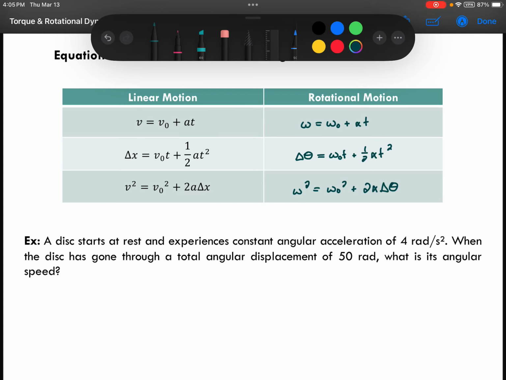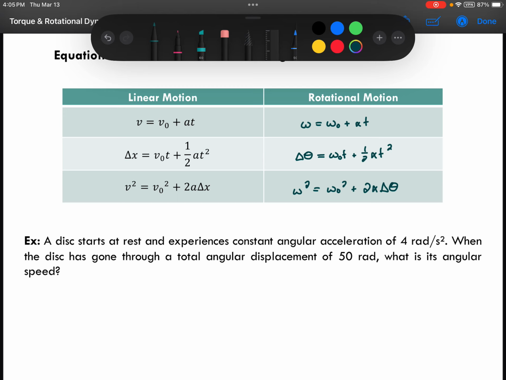Our next example, a disk starts at rest and experiences constant angular acceleration of 4 radians per second squared. When the disk has gone through a total angular displacement of 50 radians, what is its angular speed?